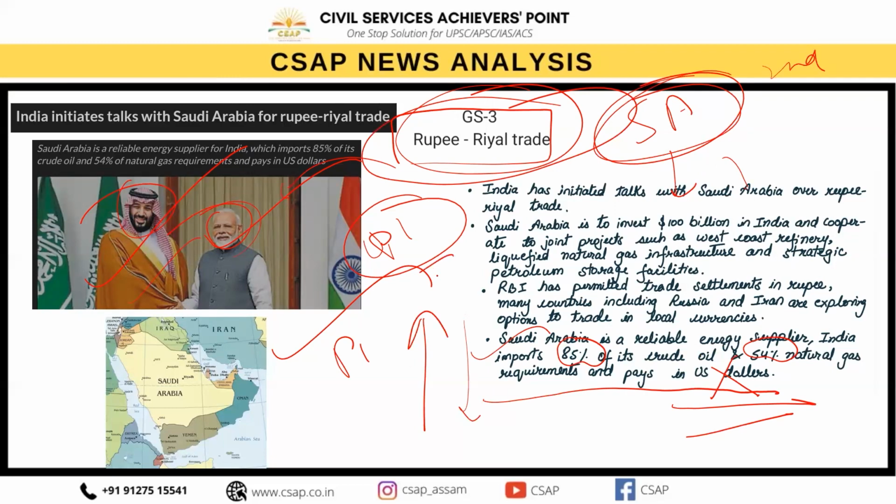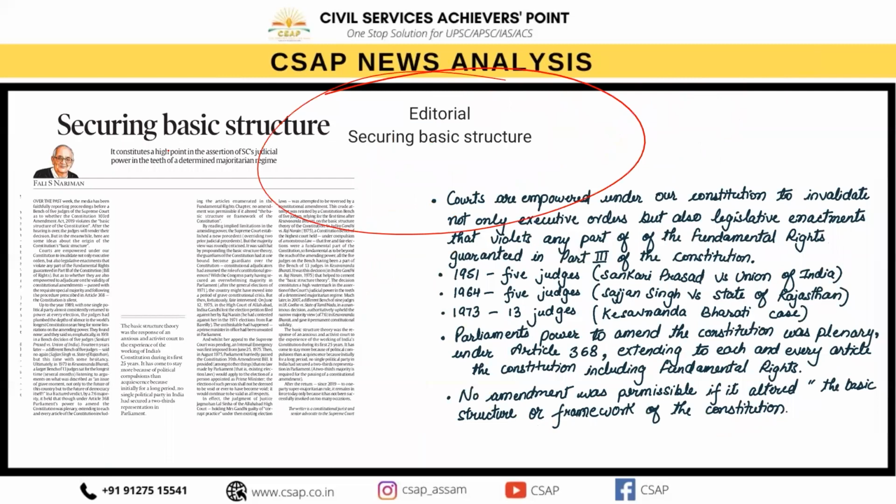ठीक है. तो आफ्टर द रूपी रूबल एग्रीमेंट टुडे वी आर थिंकिंग अबाउट द रूपी रियाल ट्रेड सो दैट वी कैन डू दिस ट्रेड विदाउट डायरेक्टली इंटरफेयरिंग एनी फॉर्म ऑफ डॉलर. ओके, तो ये एक न्यूज था छोटा सा. ठीक है. लास्ट में आता है सिक्योरिंग द बेसिक स्ट्रक्चर.